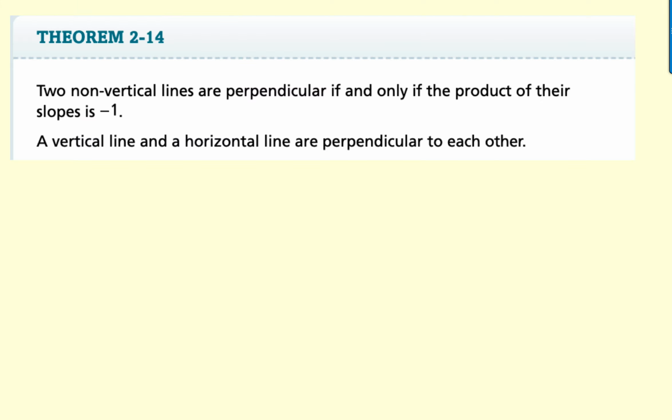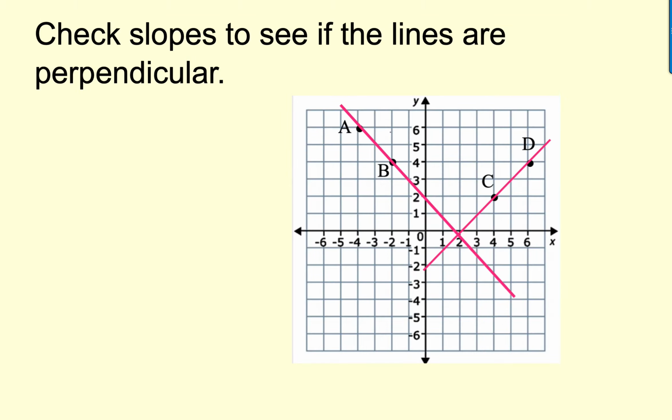Theorem 2-14 says two non-vertical lines are perpendicular if and only if the product of their slopes is -1. A vertical and a horizontal line are perpendicular to each other. Let's take a look at the slopes of these lines.